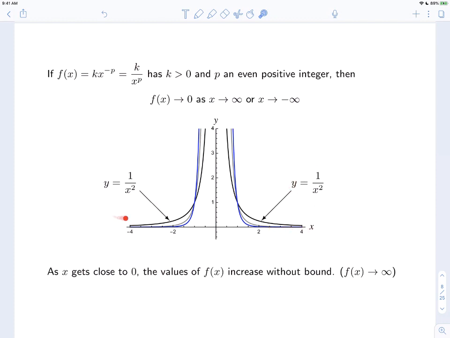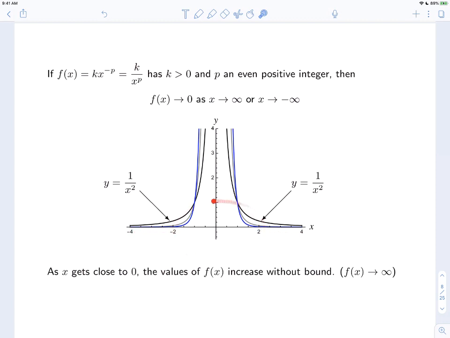It's the same if you let x go to negative infinity, because even though x is negative, x to the even number is positive, and you're dividing by that positive number. So you're going to get something which is getting closer and closer to 0. X to the p is getting larger and larger and larger, so you're dividing by something which is larger and larger and larger, so your result is going to be something that gets smaller and smaller and smaller. So as x goes to infinity or x goes to negative infinity, f at x goes to 0. And that's what you see here.